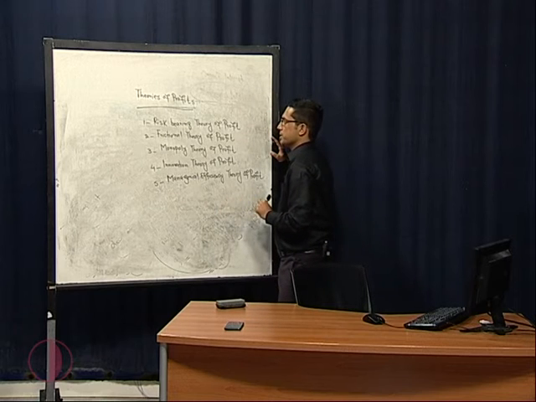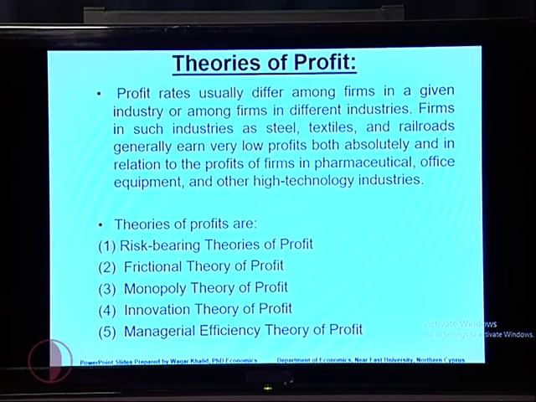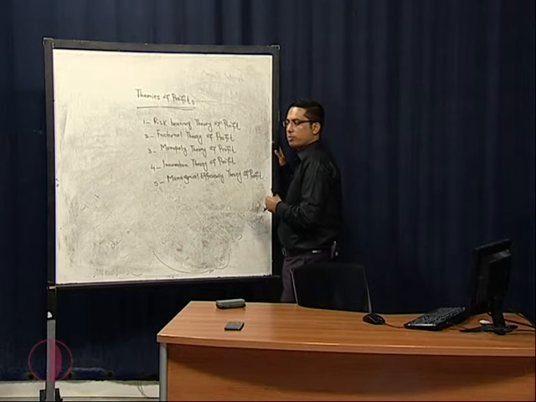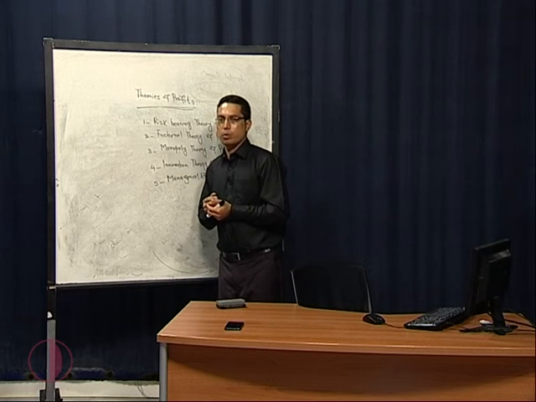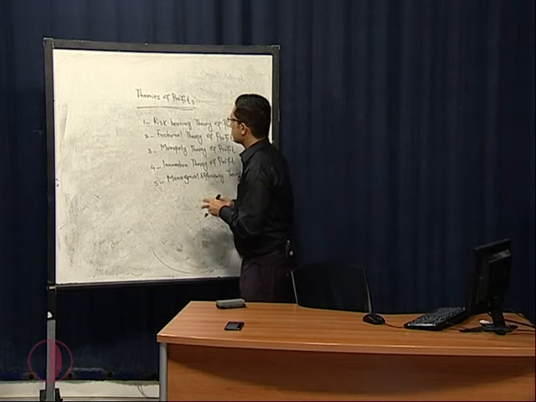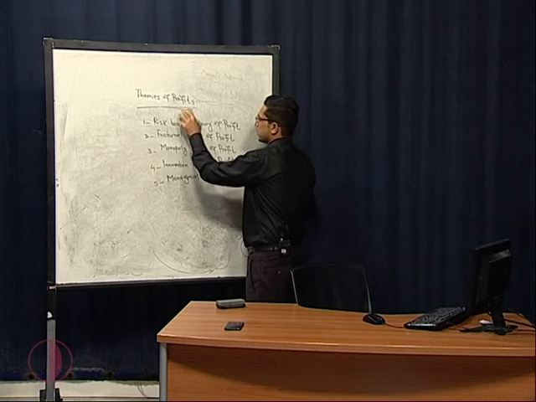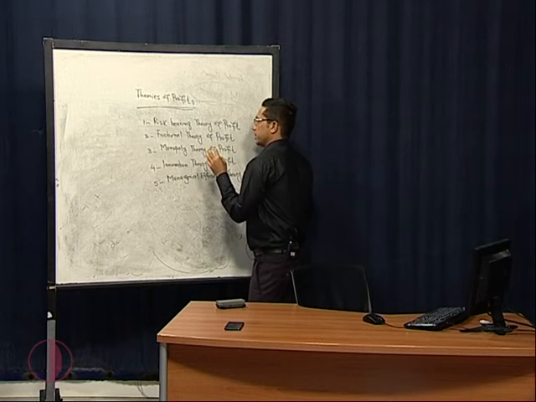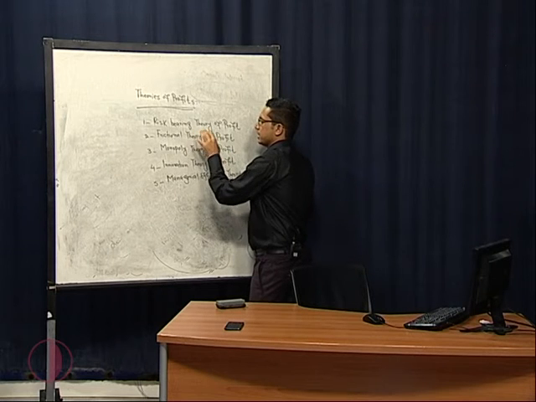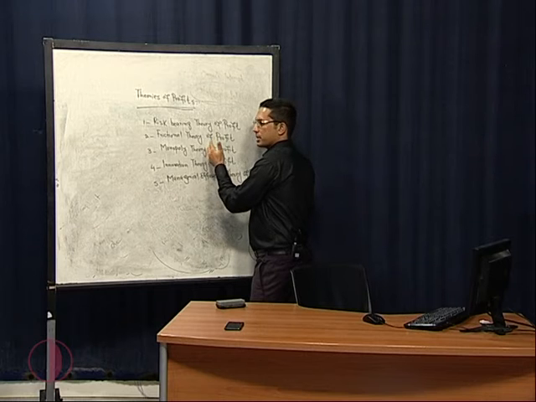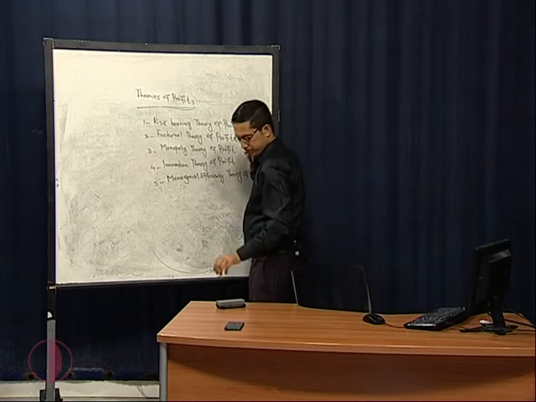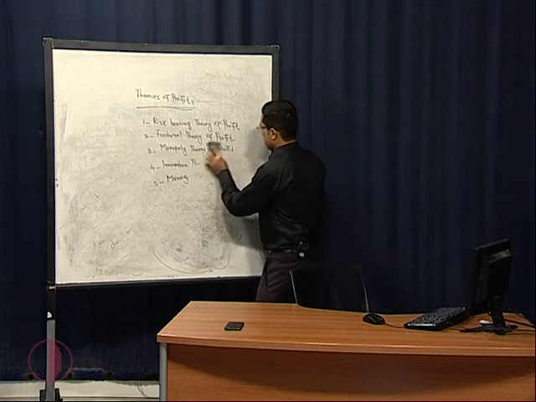These are 5 theories which explain the differences among the profit levels of different industries, that is, why one industry's profit level differs from another's, why they are not the same. So actually these theories of profits provide us the reasons why profit levels are different among different industries. Let me focus on the first one.